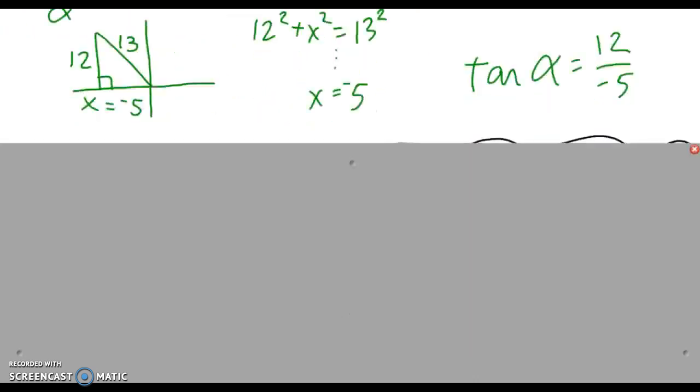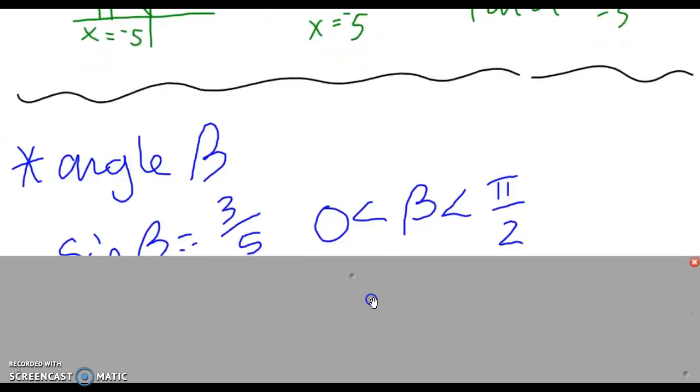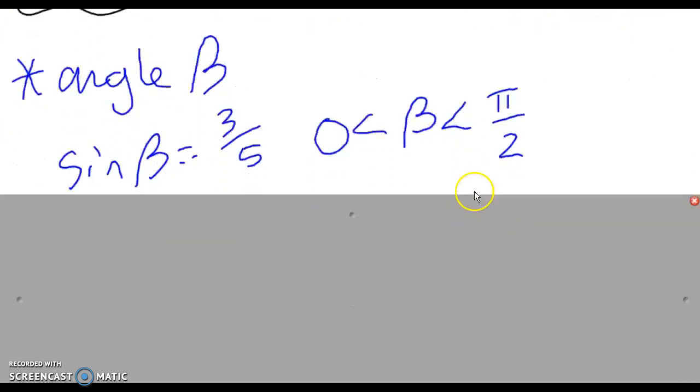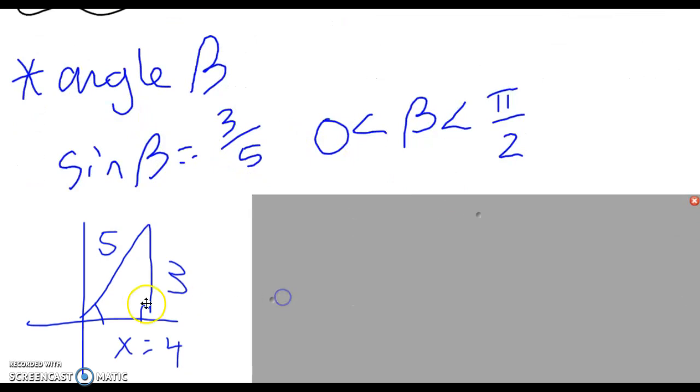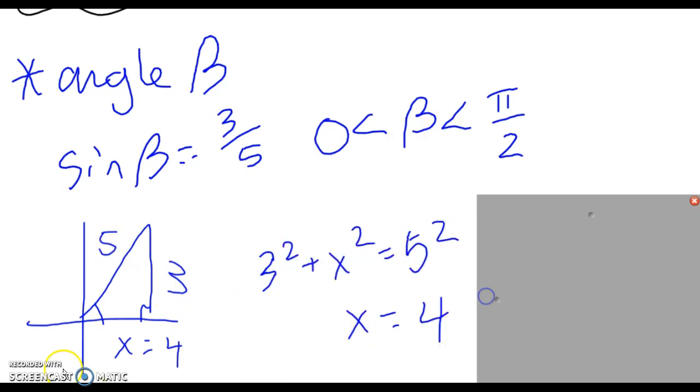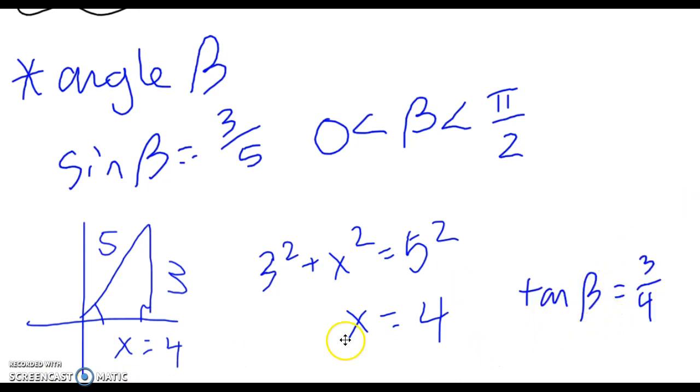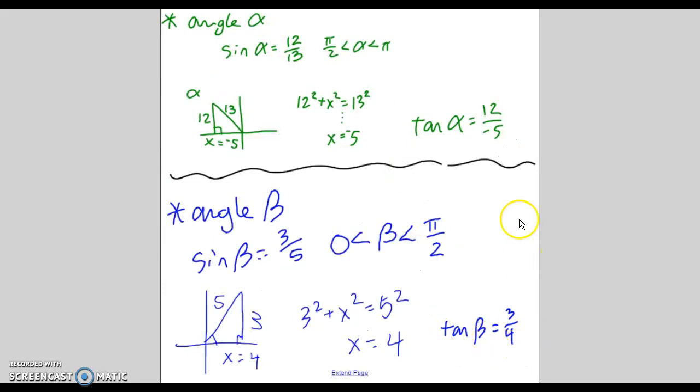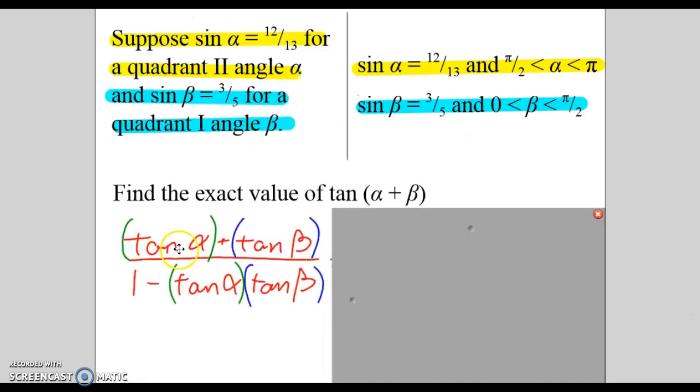Then I need to do the same thing for angle beta. I know that angle beta is in quadrant 1 and sine of angle beta is 3/5, so I draw what I know in quadrant 1. There's y, there's r. I use the Pythagorean theorem to solve for x. X is 4. And then I identify that tangent of beta is y over x. So tan beta is 3/4. So then basically now I know that tan beta is 3/4 and tan alpha is negative 12 over 5. So I can plug those two fractions in there, and there.